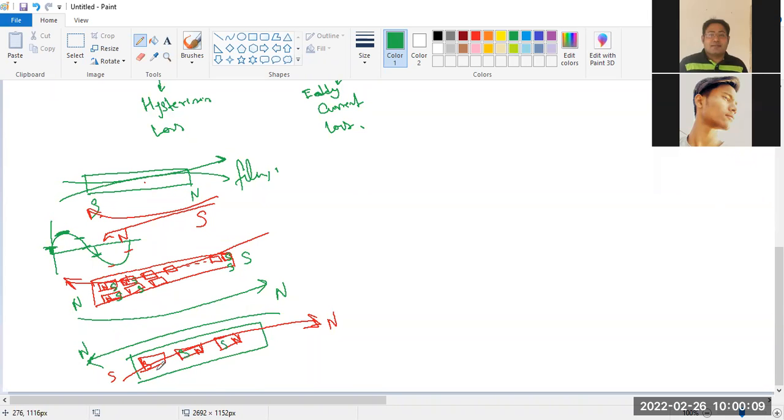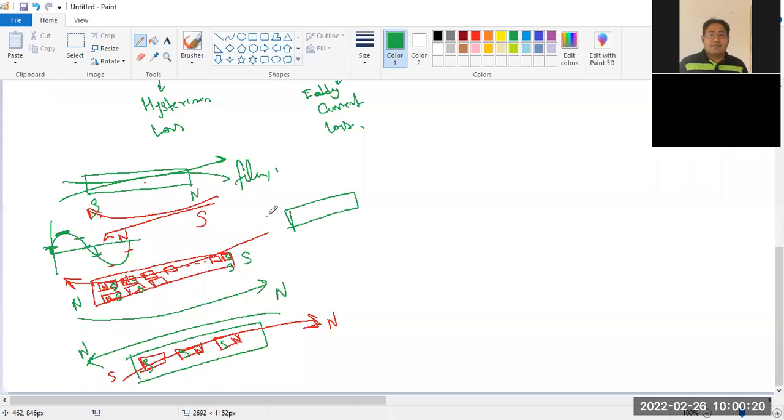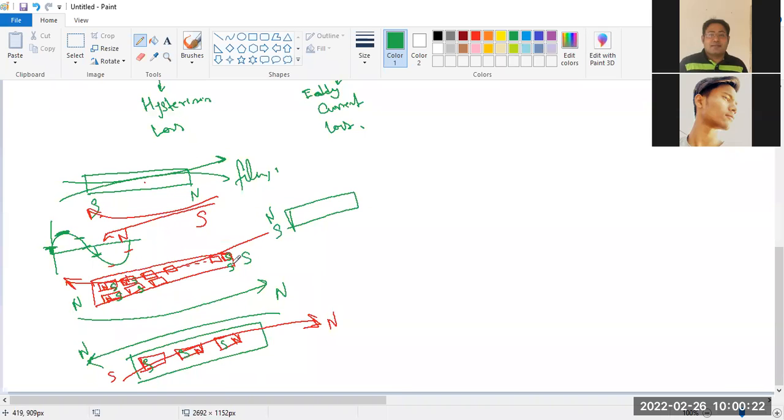This is S, this is S. So this became S. But each half cycle, this side becomes N, and in another half cycle, this side becomes S. So the same material, one time it becomes N and next time becomes S. In the first half cycle, this is N, and in the second half cycle, this becomes S. So N, S, N, S is occurring.